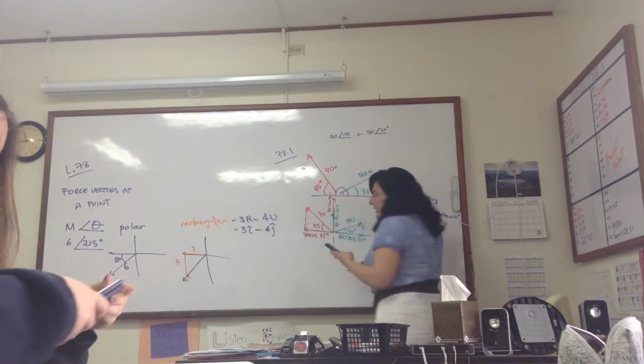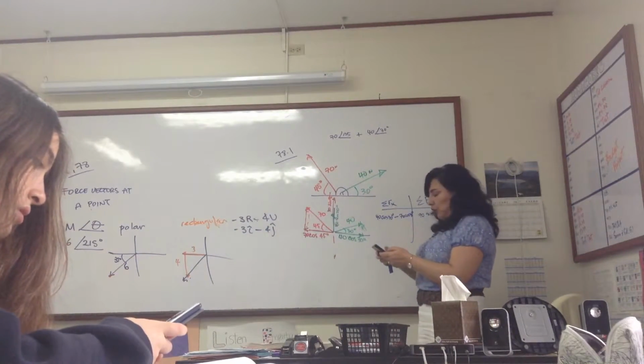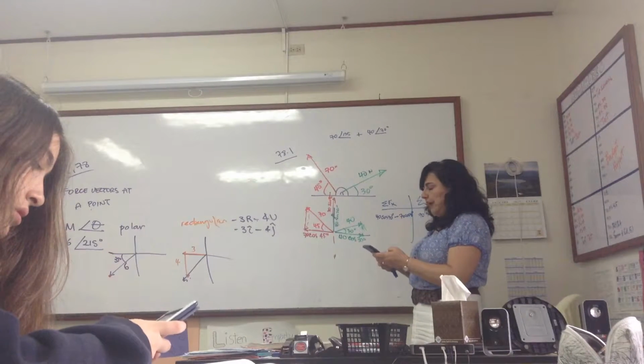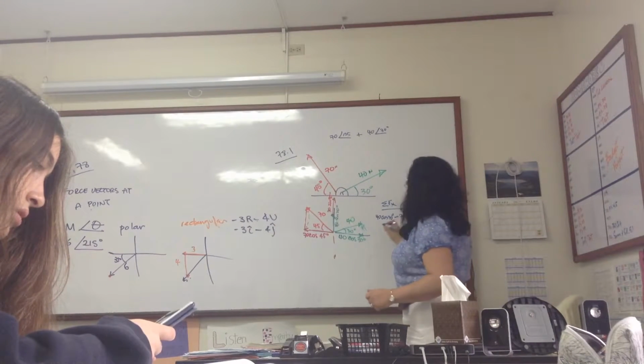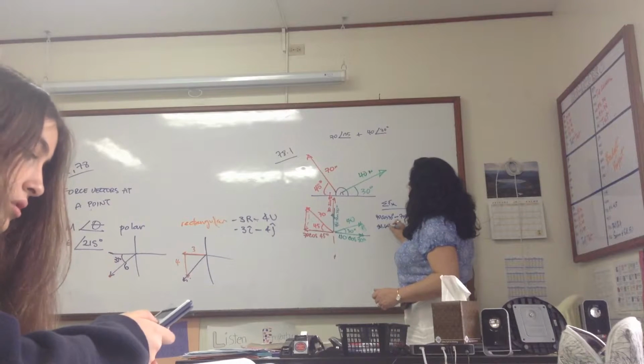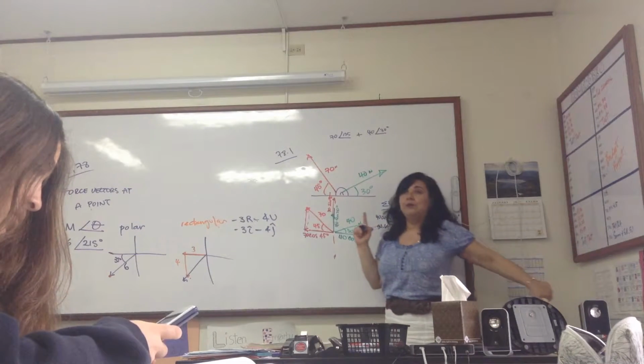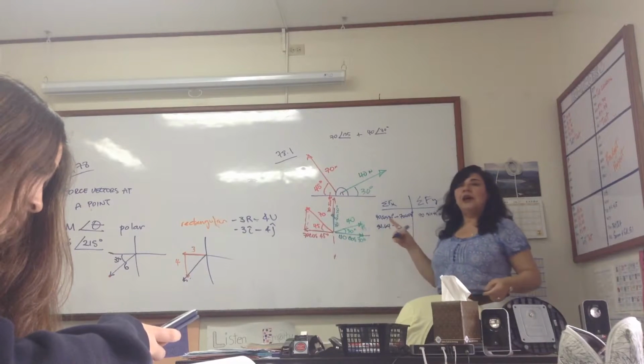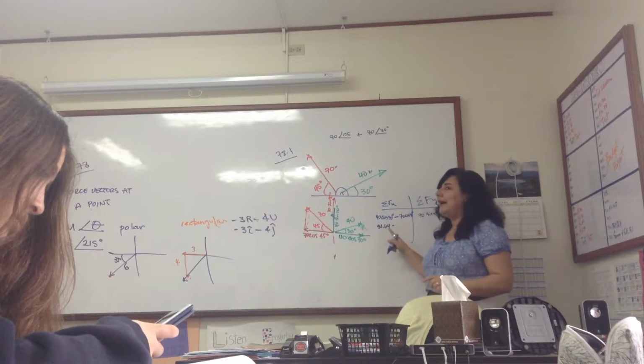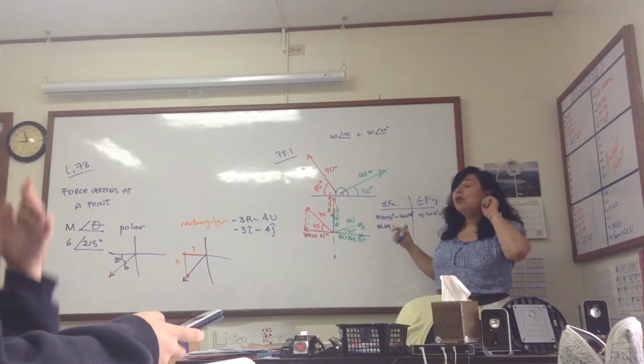Make sure they're in degrees and not in radians. 40 cosine 30. Somebody do the rest. 34.34. 4.6. What's the next one? And 70 cosine 45. Somebody do the other two. The total is 14.86. The total, 49.49.